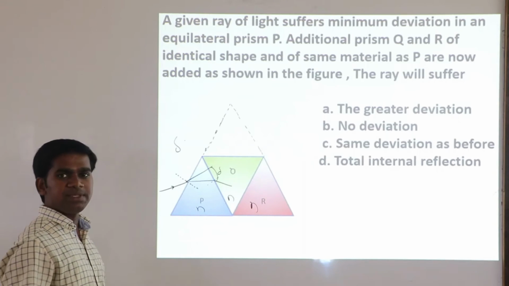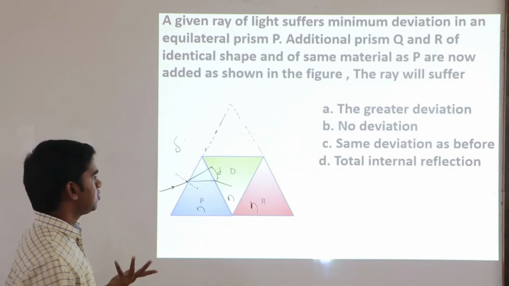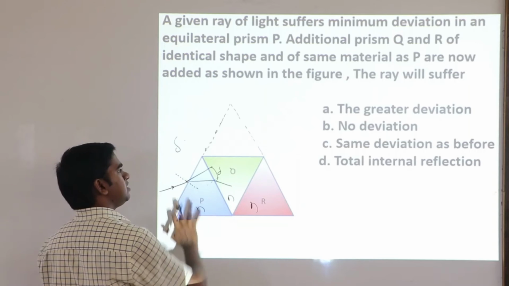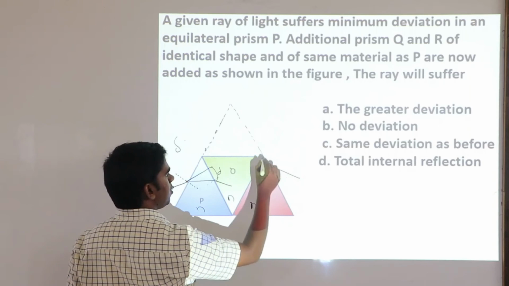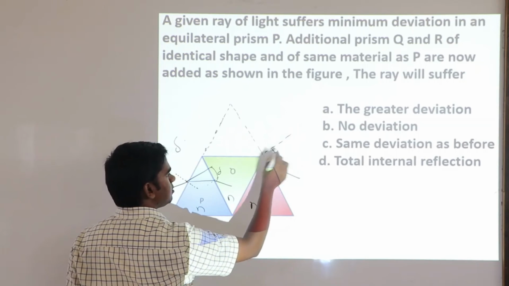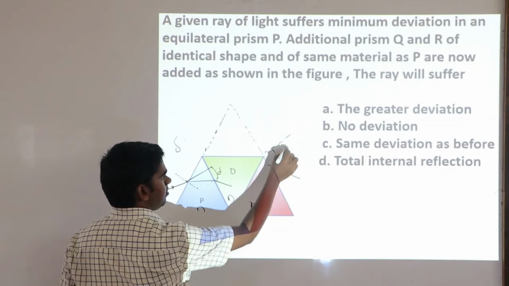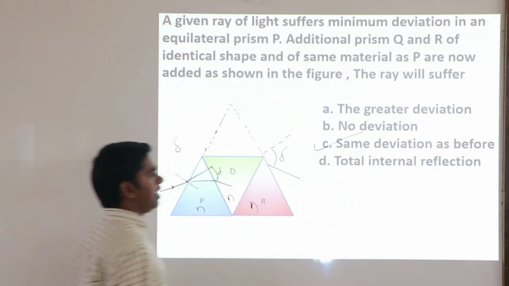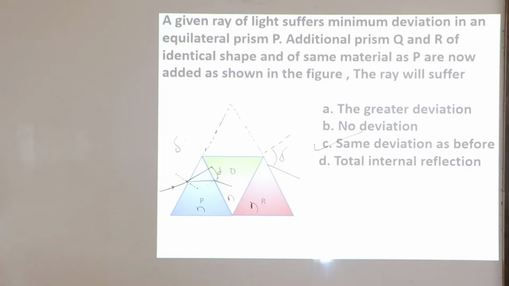Okay, if the prism is the same, so the deviation is also going to be the same. So how much deviation has taken place for this prism? The same deviation will be taken for the total prism, because the refractive indices are the same. So what will be our answer? Our answer will be same deviation as before. Okay.